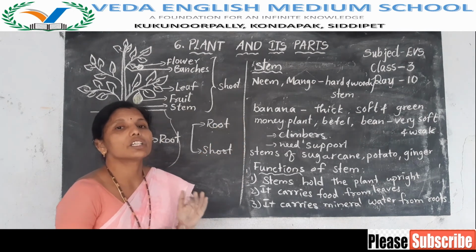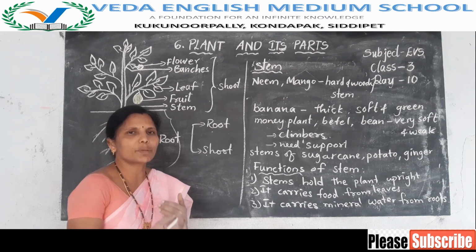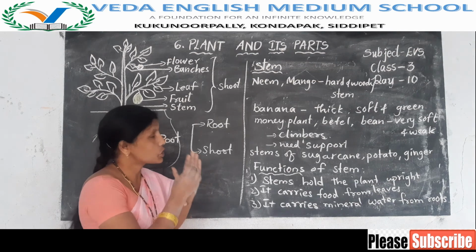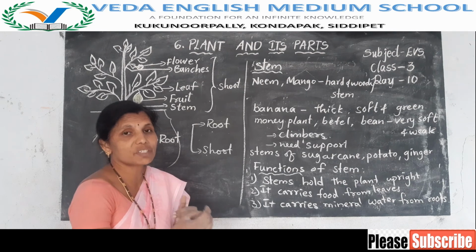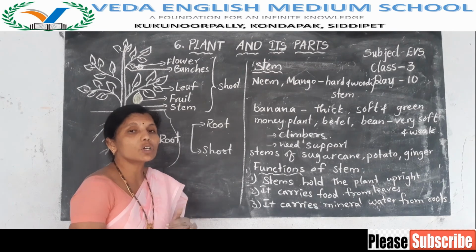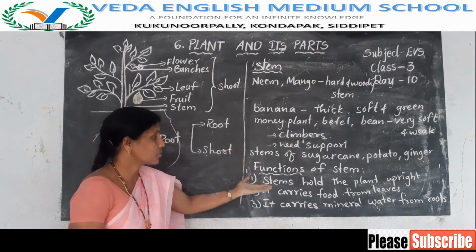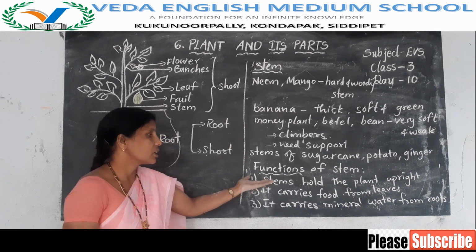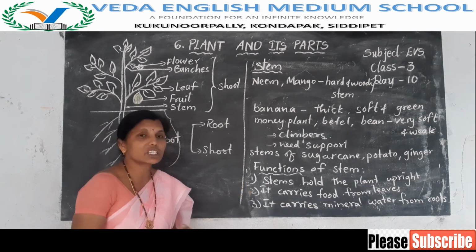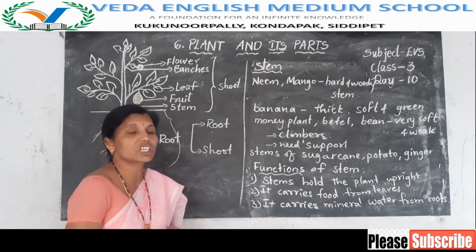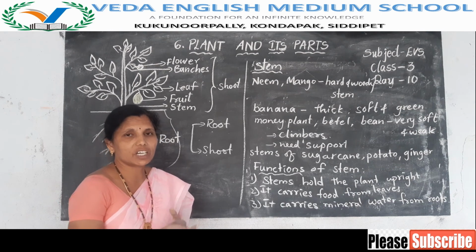So here there are different types of stems. Some plants have very weak stems and some plants have very strong and woody stems. Some plants have very hard and woody stems, so these stems help the plant to grow straight. Okay, children, and what are the functions of a stem? The stem holds the plant upright, it carries food from leaves to other parts, and it carries mineral water from the roots to other parts of the plant. Okay, children, did you understand up to here?